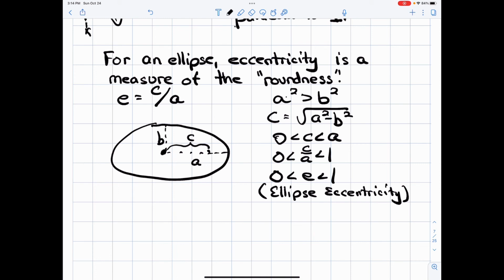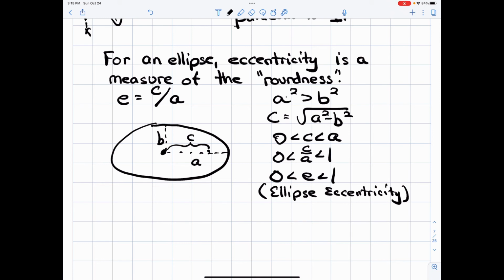So if your A is constant, and C gets closer to 0, closer to the center, that's going to force the ratio C over A to approach 0. It also forces B to approach A, and so forth. And if the eccentricity approaches 1, B will approach 0. So it's kind of interesting. The smaller the eccentricity, the closer to 0 it is, the more circular your ellipse is going to be. The closer to 1 it is, the more stretched out your ellipse is going to be.